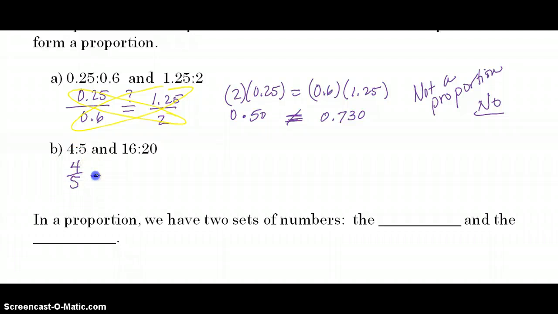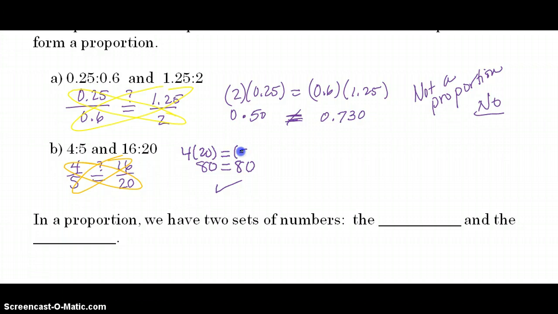4 to 5, does that equal 16 to 20? I already know that 4 will go into both of those, but let's check it with cross product. So we multiply, and we end up with 4 times 20 is 80, and 5 times 16 is 80, and 80 equals 80. So I said 4 times 20, does that equal 5 times 16? And we do get it, so yes, it is a proportion.